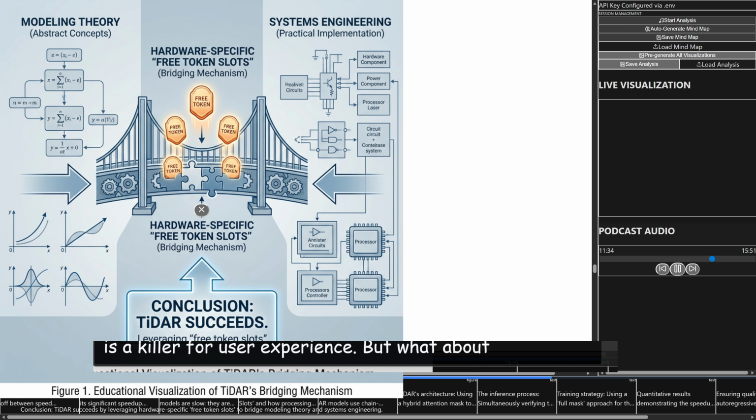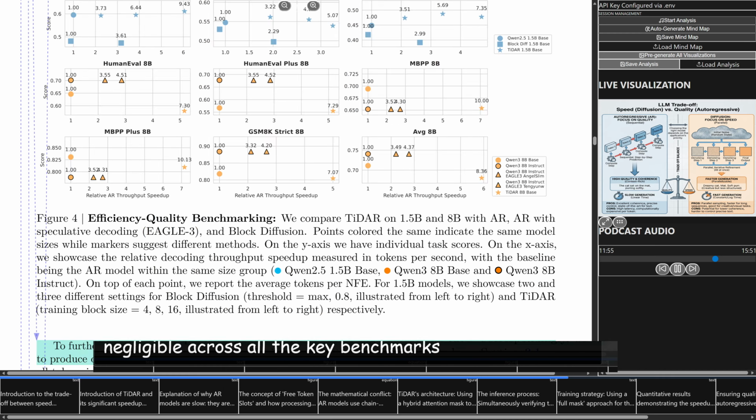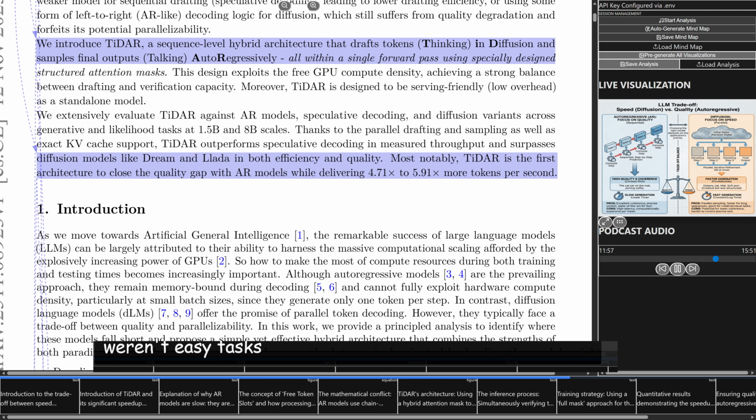But what about the quality? How do they prove it holds up? This is where that quality mode, the PR, is so crucial. At the 1.5B scale, they achieved what they call lossless quality compared to the pure AR model. Lossless. And even at the 8B scale, the loss is minimal, really negligible across all the key benchmarks. And these weren't easy tasks. They used HumanEval for code generation and GSM8K for math reasoning. The hybrid approach doesn't fall apart on complex logic.